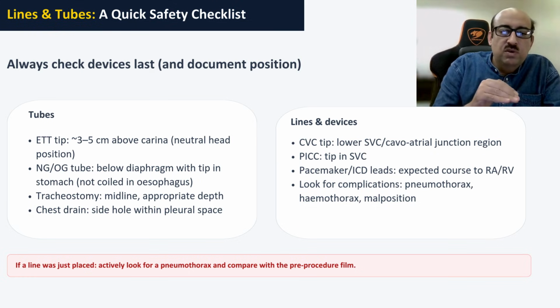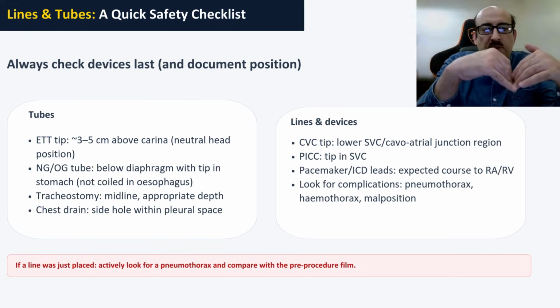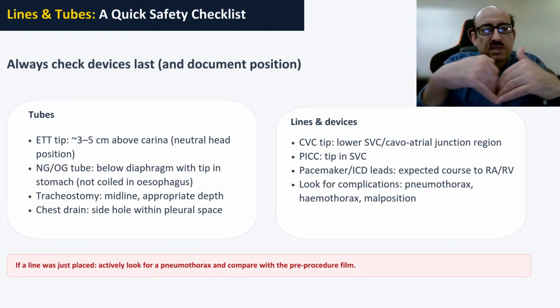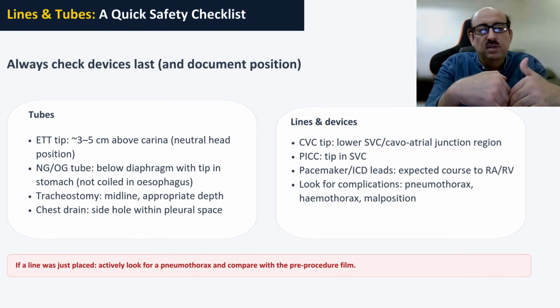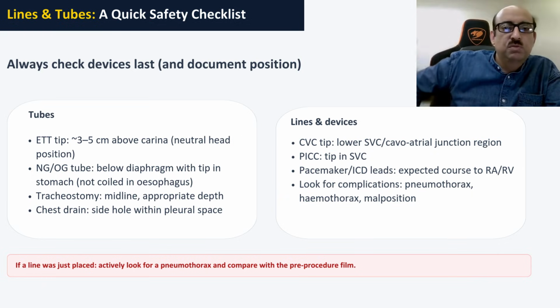If it doesn't cross the diaphragmatic crural junction, it means it could still be higher up in the esophagus or airways or lungs. So it's very difficult to differentiate. So it has to be below. Tracheostomy should be midline and at appropriate depth, and for a chest drain, the side hole should be within the pleural space.